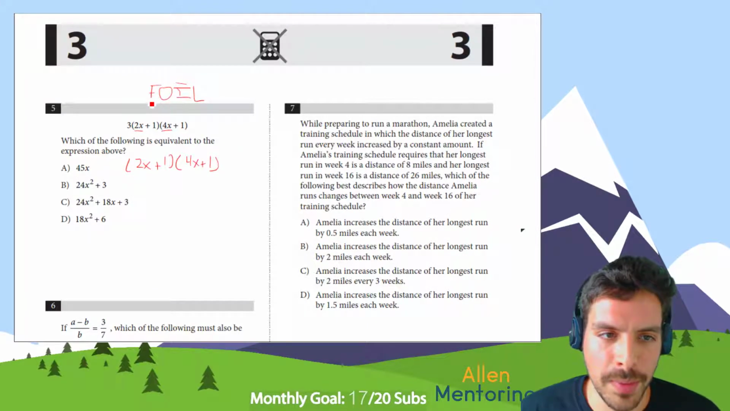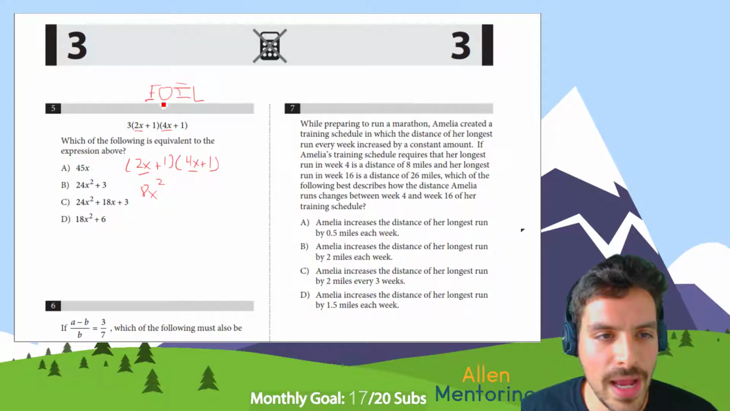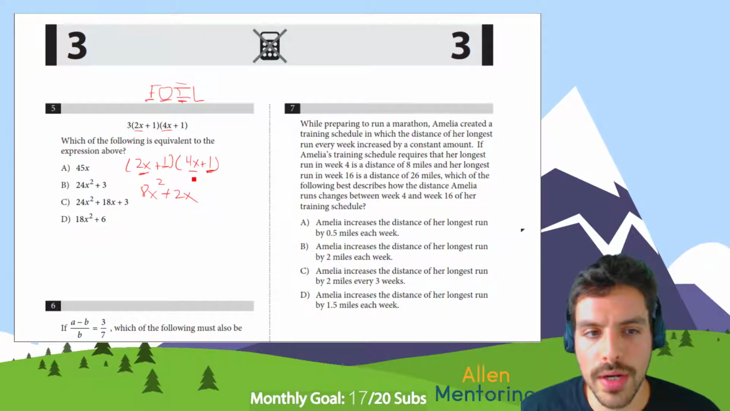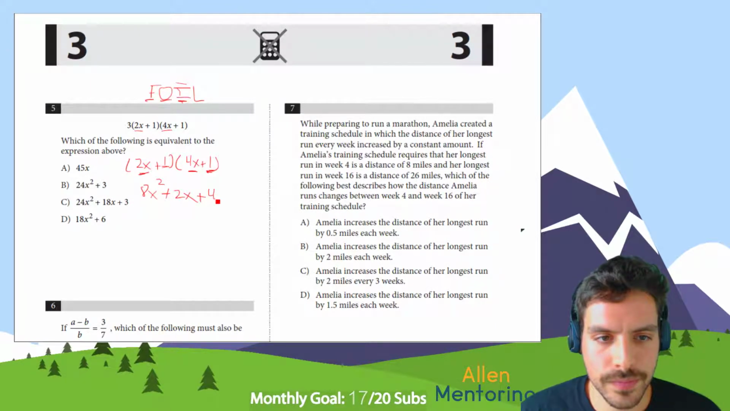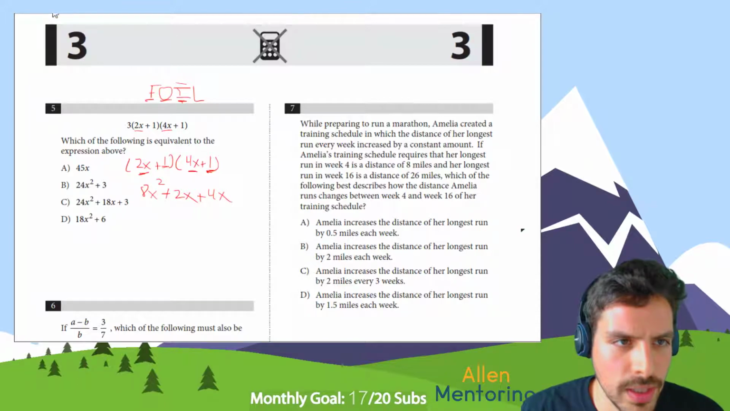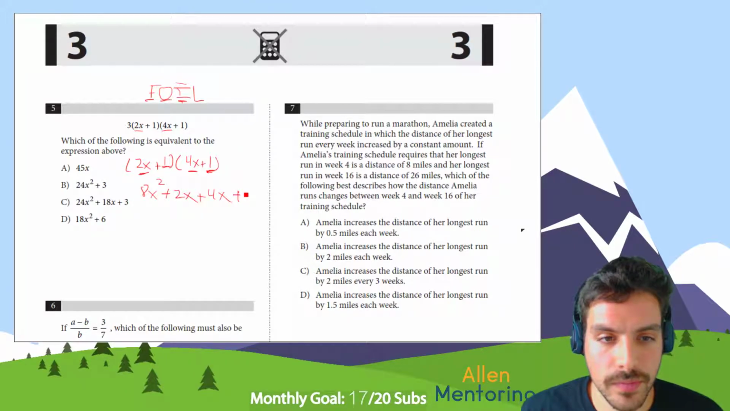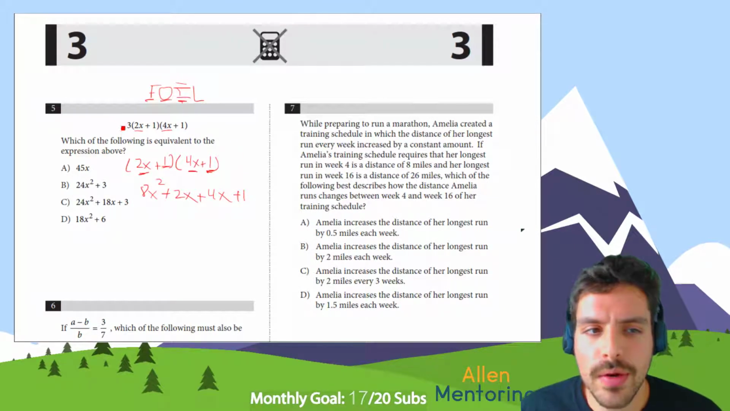Okay, and so what does FOIL mean? F means first times first. So 2x times 4x is 8x squared. O means outer. So it's 2x times the outer, right? These are the two outer terms. So 2x times 1 is 2x. Now I means inner, so that's 1 times 4x. And last means the two last terms. So that's 1 times 1. So that's last. Okay? But now you might be asking, wait a minute, Alan, what about this 3 right here?